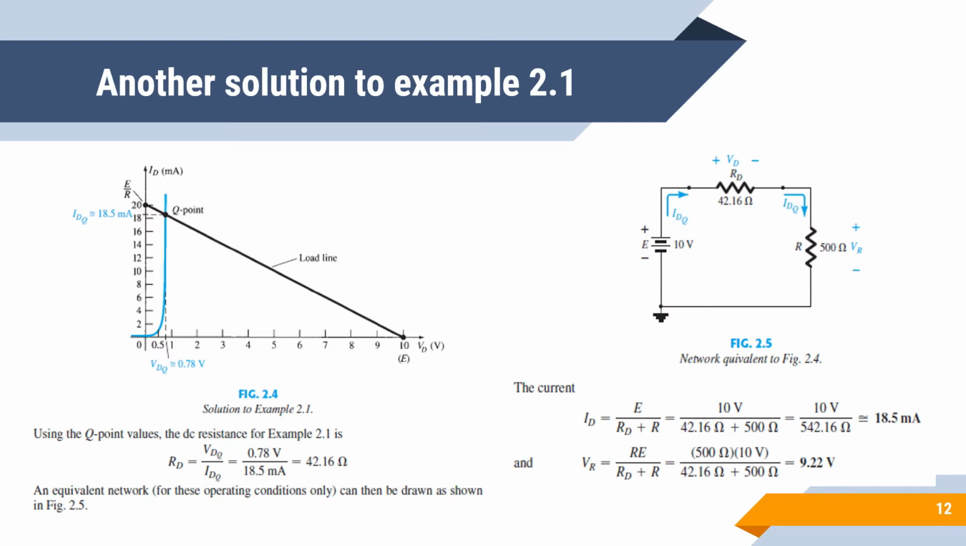And now, para makuha natin yung VR or yung resistor voltage, R times E over RD plus R is equal now to 500 ohms times 10 volts over 42.16 ohm plus 500 ohm is equal to 9.22 volts. So makikita natin na kahit ano sa dalawa ang gamitin nating solution, magkikita pa rin tayo sa resistor voltage na 9.22 volts kasi same lang naman yung circuit na ginamit natin.